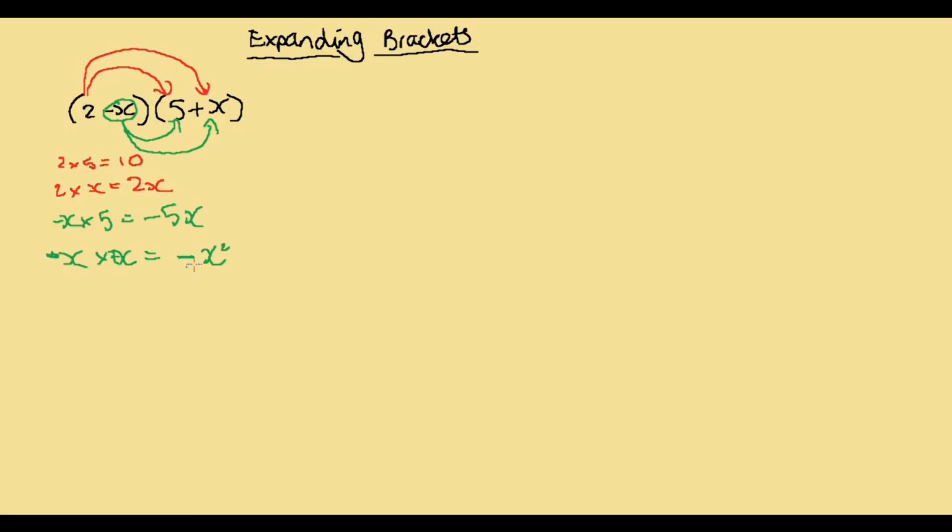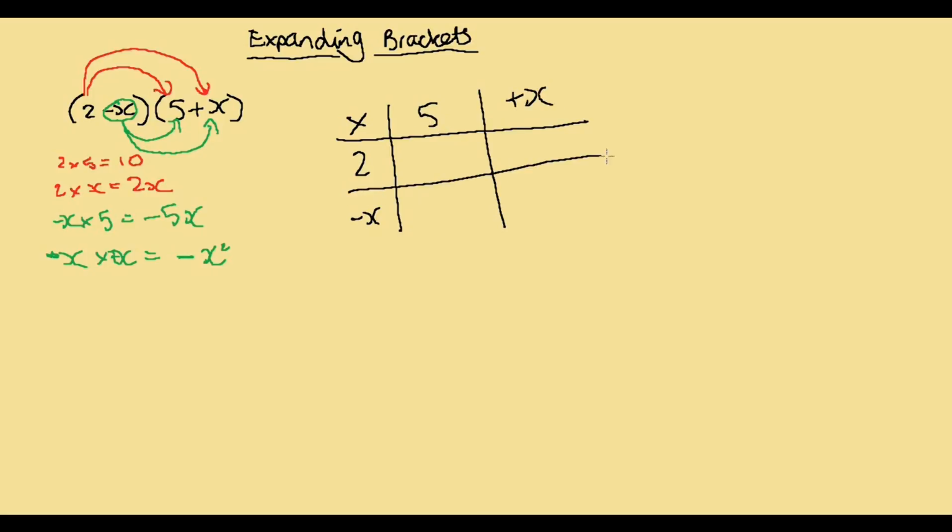Okay, for those of you that did prefer the table method, we'll look at that now. So we're timesing, and here we're going to write 2 and minus x, so that minus is always attached to the x, as we said there. So 2 and minus x, and then a 5 and a positive x. 2 times 5, that's 10. 2 times x, that's 2x. 5 times negative x is minus 5x, or negative 5x.